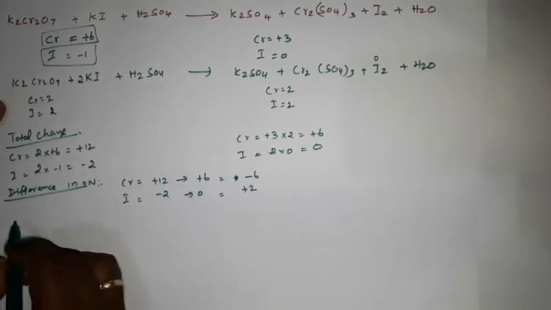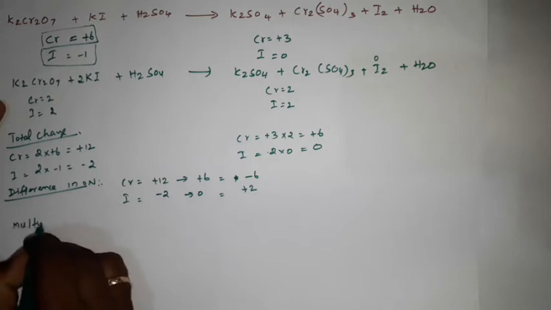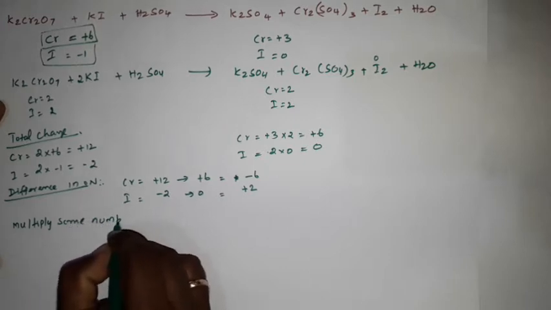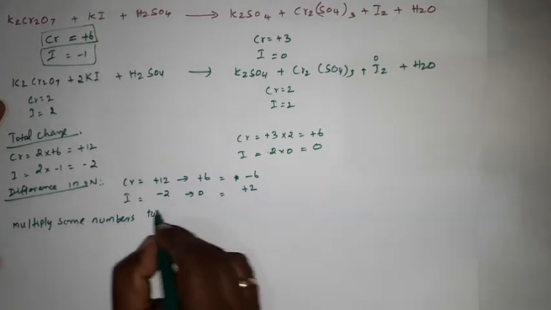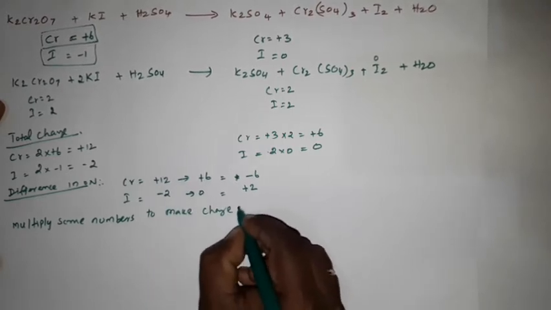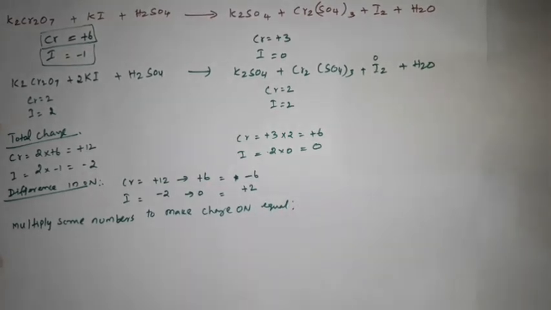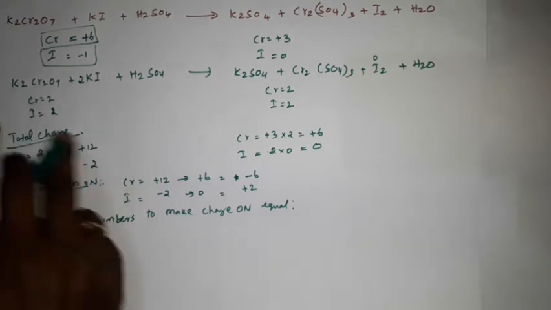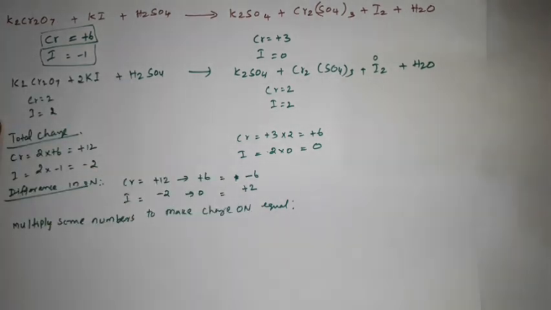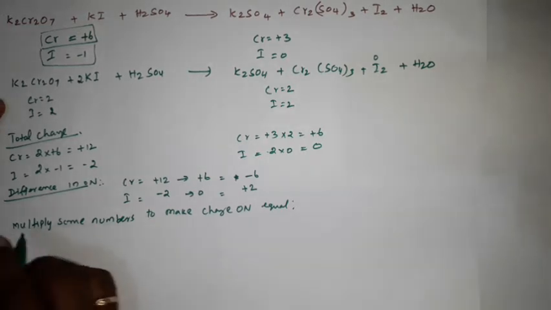Clear? Now you have to use some appropriate numbers. Multiply some numbers to make the change in oxidation number equal. See, in the examination you need not write this difference and total change, everything. Multiply these numbers, so do the balancing step by step, that's enough. Okay, you need not show this and all. Okay, next one.